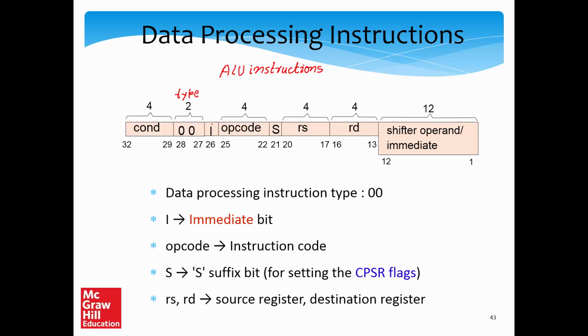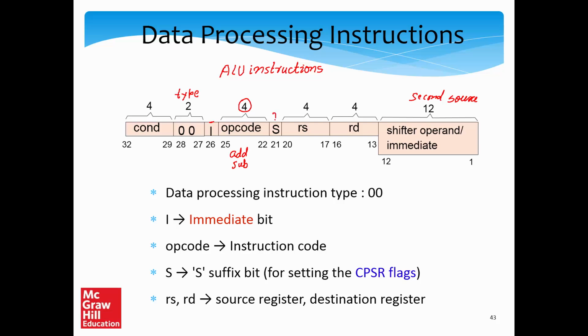Subsequently, the I bit, or the immediate bit, indicates if the second source operand is an immediate or a shifter operand. Essentially, is it a register shifted by a certain value, or is it an immediate? This is specified by the I field, the immediate bit. Subsequently, the next 4 bits specify the opcode, or the operation code, what kind of operation it is, such as add, subtract, logical AND, logical OR, and so on.